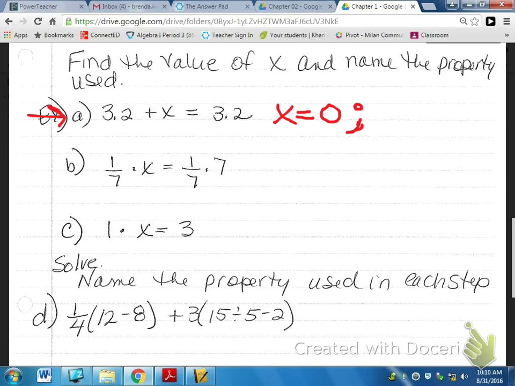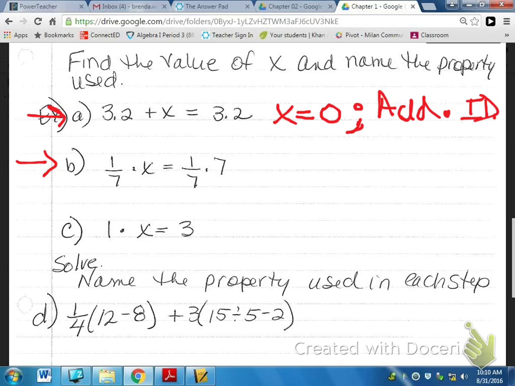So what operation are we using? Multiplicative property. No. We're adding 0 and it doesn't change the value. So it's called the additive identity. So you could do add ID. That's how you could abbreviate that. Add ID. Okay.